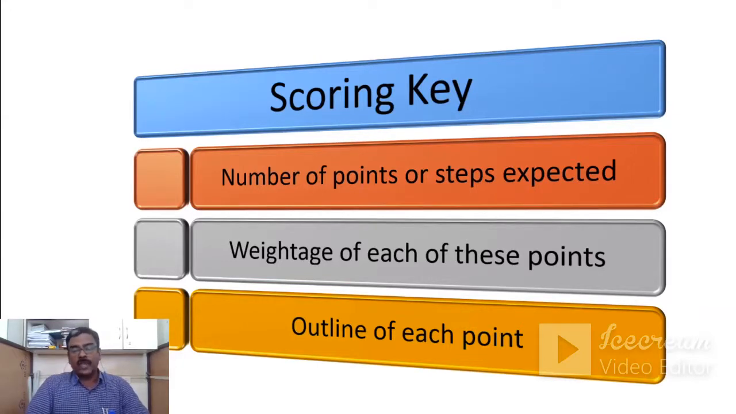Through the scoring key only we can get the clear allotment of marks and even correction from the first student to the last student. So in the scoring key, what are the things we want to mention? Number of points or steps expected. What are the expected points? If we expect 2 points, we must mention the 2 points. If we expect only 1 point, you can write only 1 point, and give the mark corresponding to that particular point.